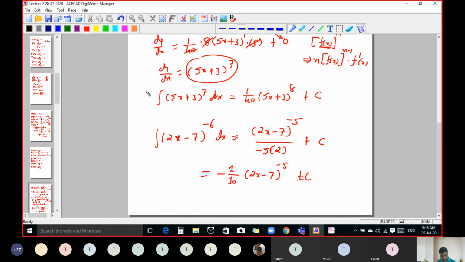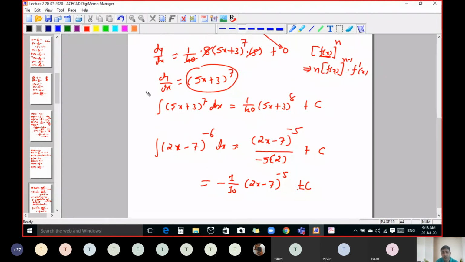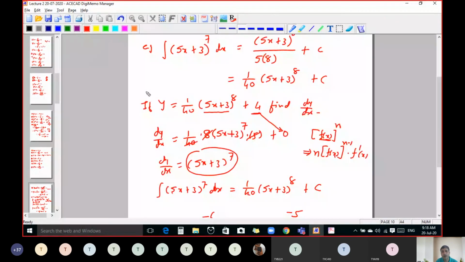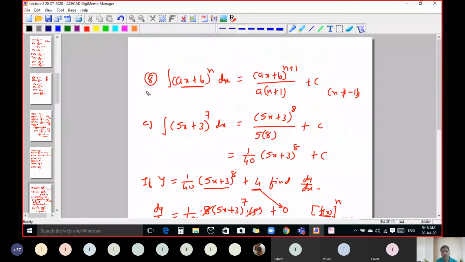So this is the way to find the answer for this, where a, b and n are any constant numbers. Change the value of a, b and n, you will get a number of examples.